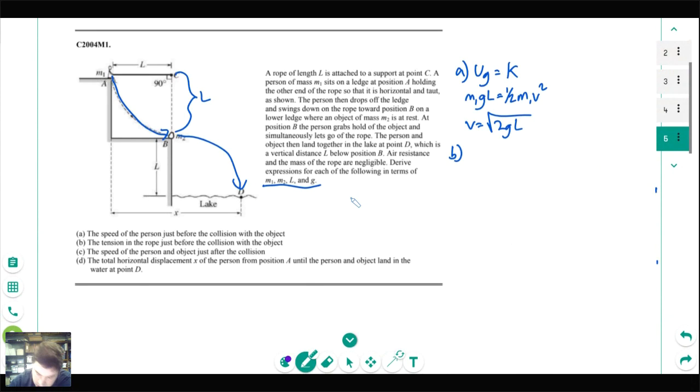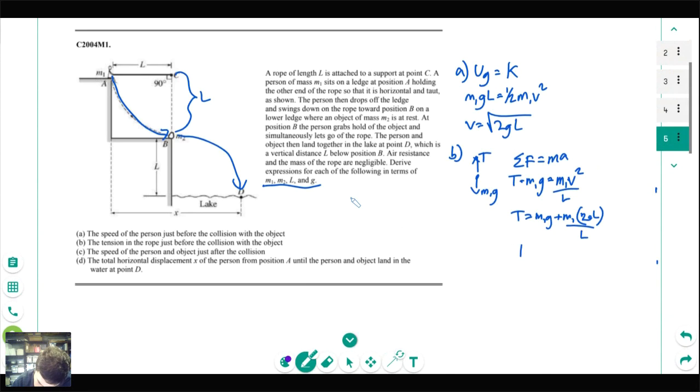Part B, the tension in the rope just before we collide with the object. Similar to beforehand, we have two forces on this rope: tension going up, gravity going down. The sum of those forces must equal MA. Tension's got to be bigger, and we're going V squared over R, where the radius is the length L, to make that work. So the tension must be equal to M1G plus M1 times 2GL over L. So the tension is 2M1G plus M1G, so 3M1G is our tension in that line.